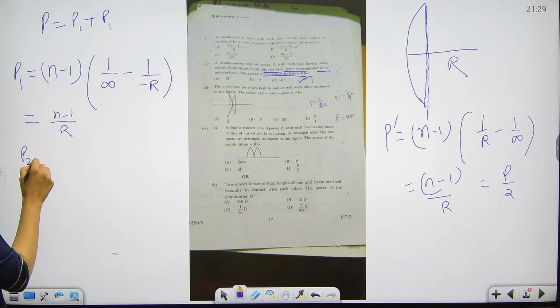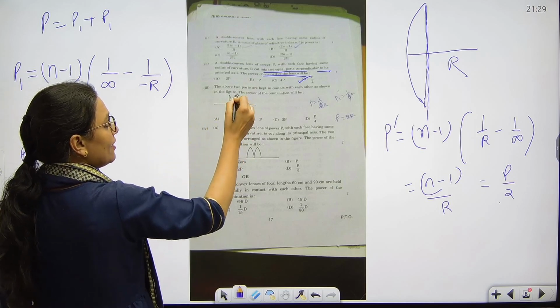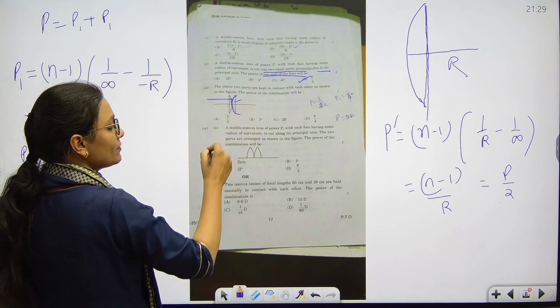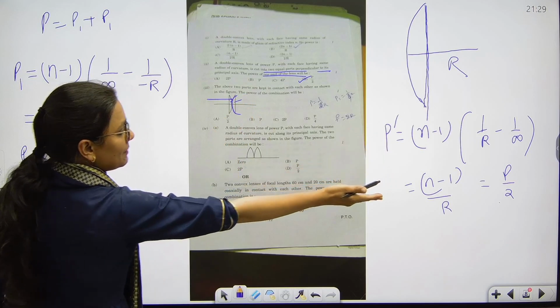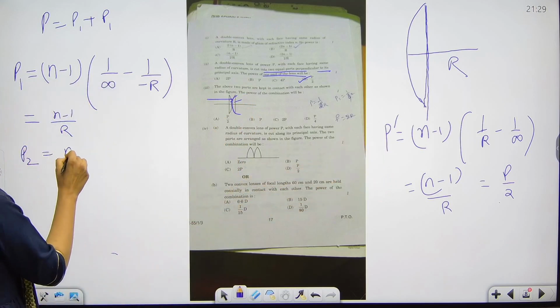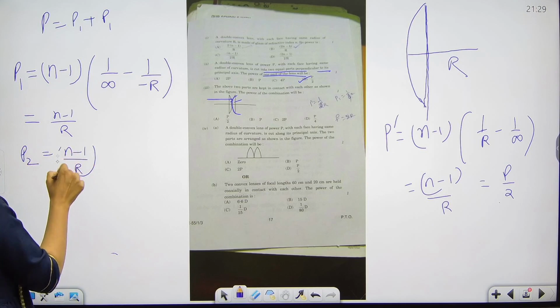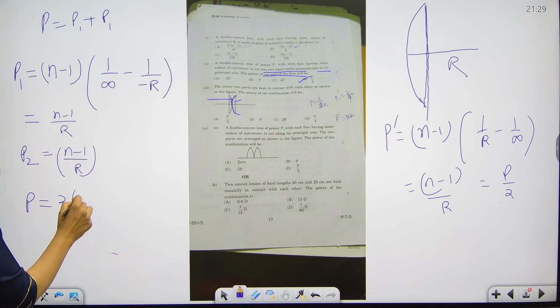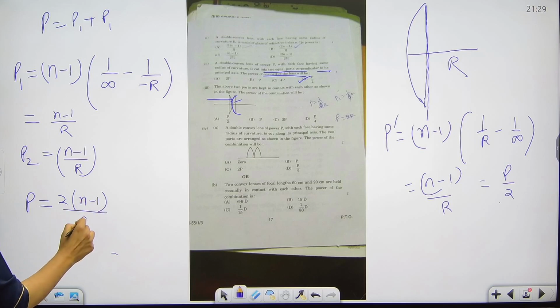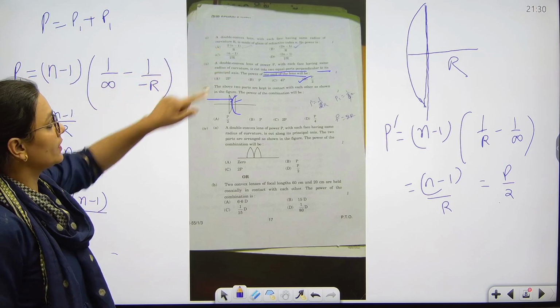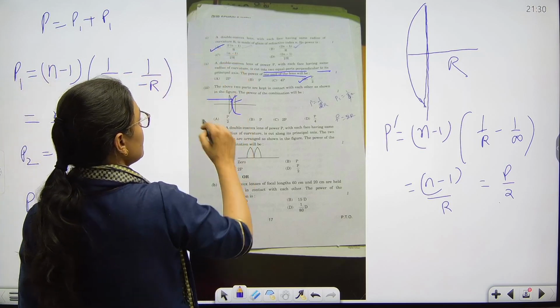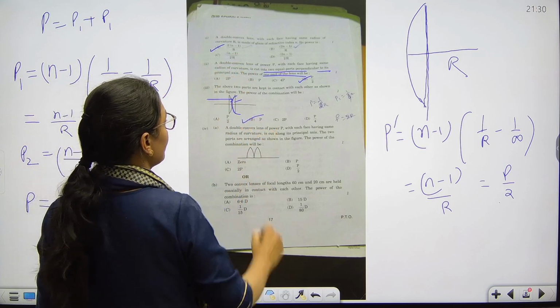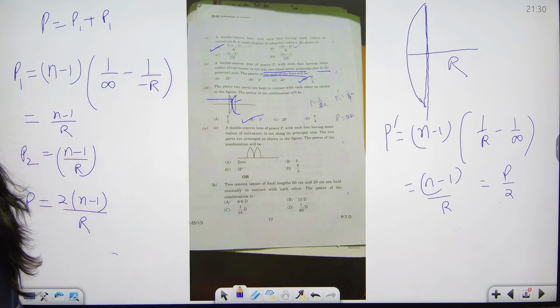Second power, if I want to calculate for the second part, I will encounter this face first if I go from this particular direction. So it will be the same. Your power will be (n minus 1) upon R. Total power, you have to just add them. So the total power will be 2 times (n minus 1) upon R. It was the original power, this one. Yes or no? So we will be getting the same power here. B will be the correct option.